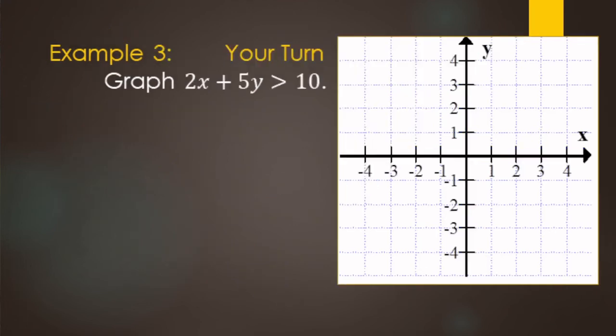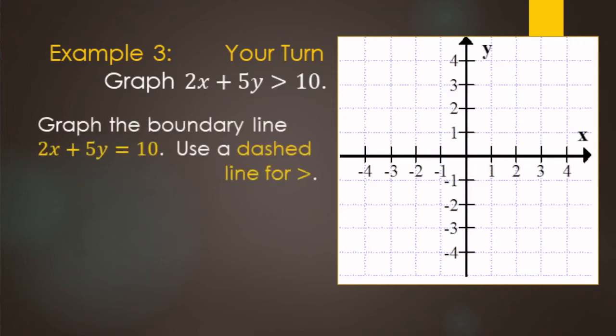All right, for this example here, go ahead and pause the video and give it a whirl, and then come back when you're done and see if you got it right. So we're going to start out by graphing that boundary line. So that's where we switch, in our brains, the inequality with an equal sign, and then we're going to draw that line. So for the x-intercept, that's going to be 10 divided by 2. That makes 5. So there's our x-intercept. And then for the y-intercept, divide by 5. 10 divided by 5 makes 2. So there's our y-intercept. Now this is strictly greater than, so we're going to use a dashed line. It doesn't have the or equal to, so we have a dashed line.